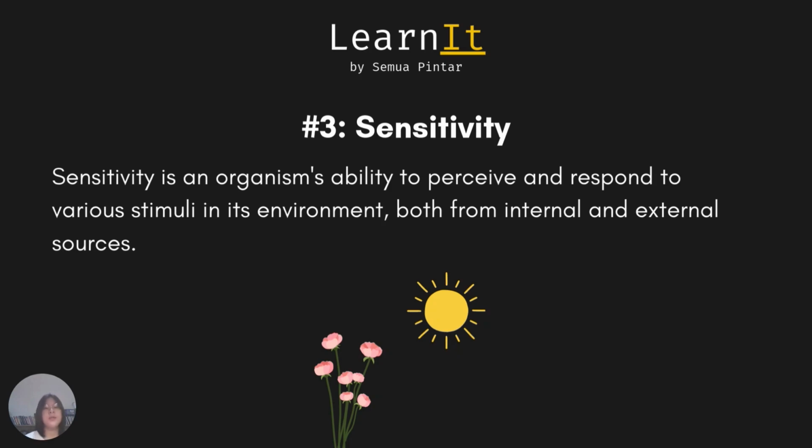Next is sensitivity, or an organism's ability to perceive and respond to various stimuli in its environment, both from internal and external sources. For internal sources, an example would be hunger. If an organism is hungry, of course it will look for food, right? For external stimuli, an example would be sunlight, specifically in the case of plants. This was mentioned earlier during movement, when a plant moves towards the sun in order to maximize its photosynthesis rate, as an example of sensitivity.